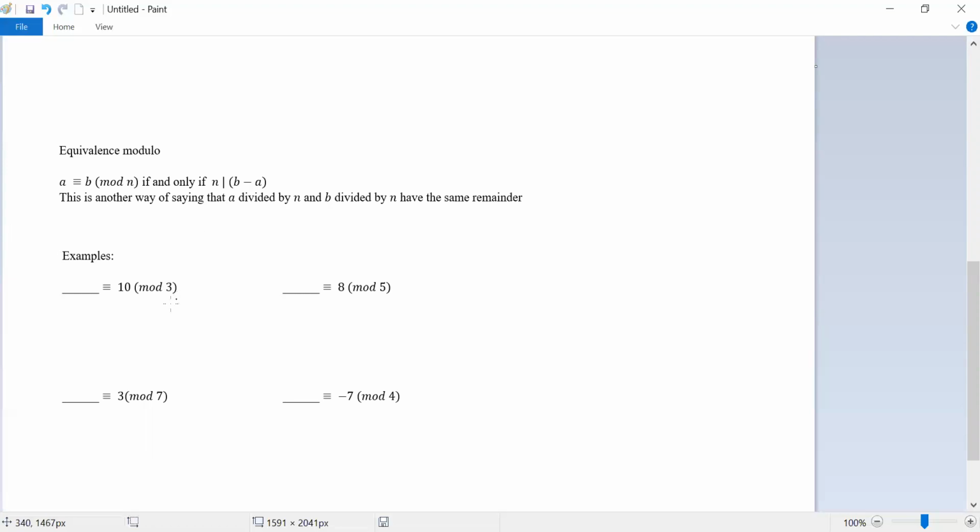So let's do some examples here. I have 10 mod 3. So if I divide 10 by 3, what kind of remainder am I going to get?